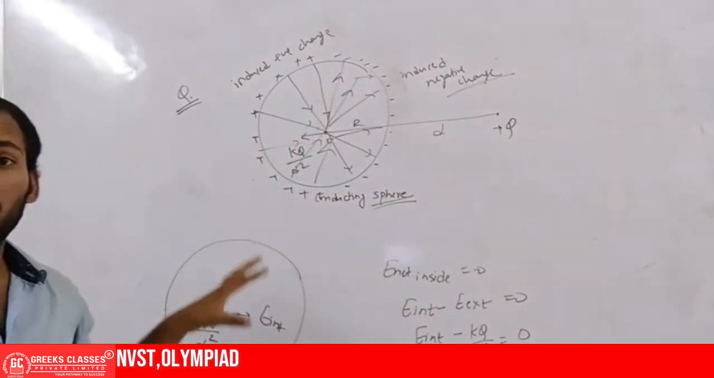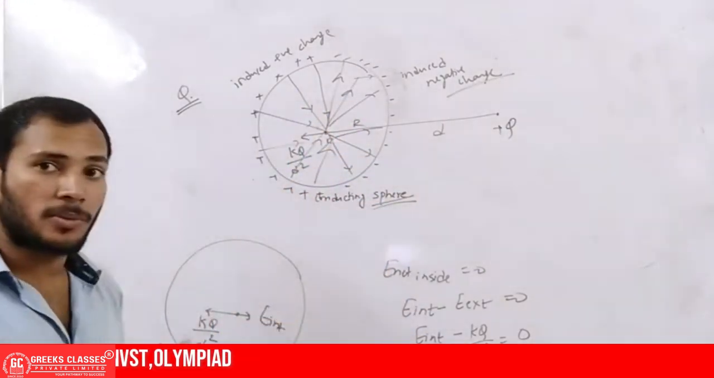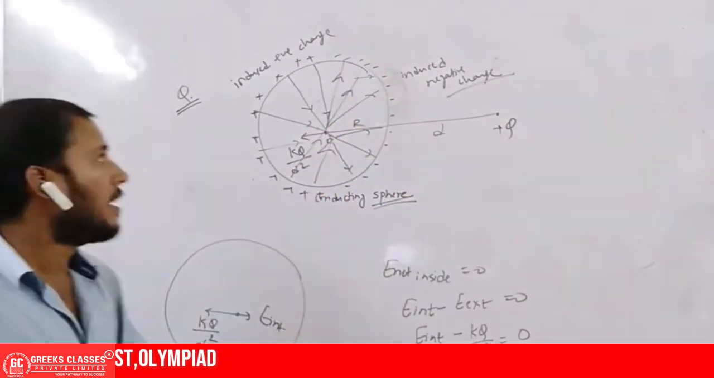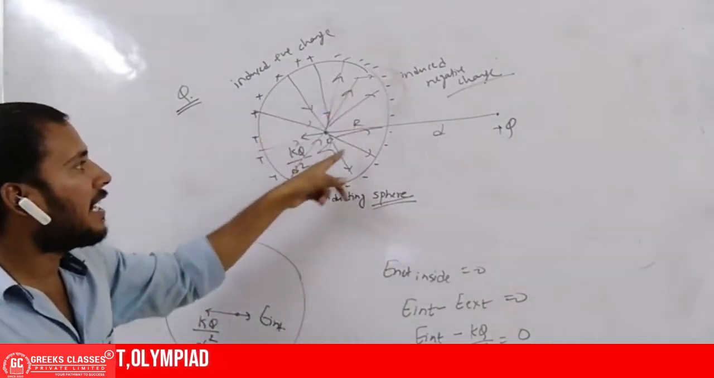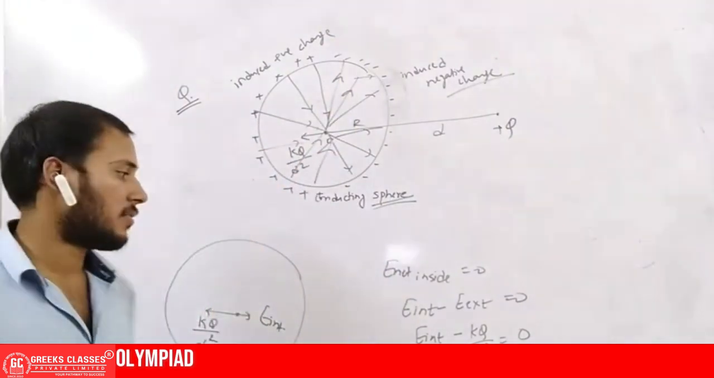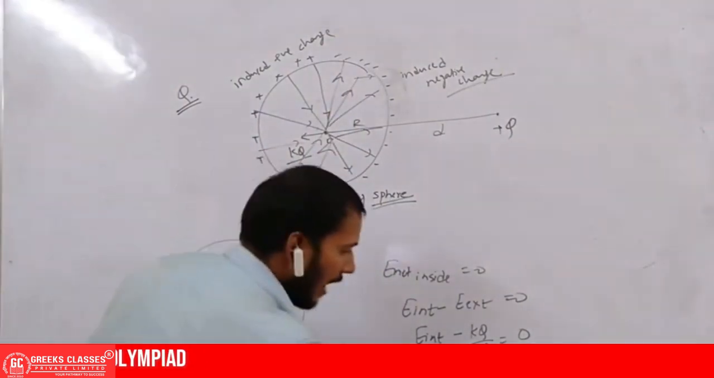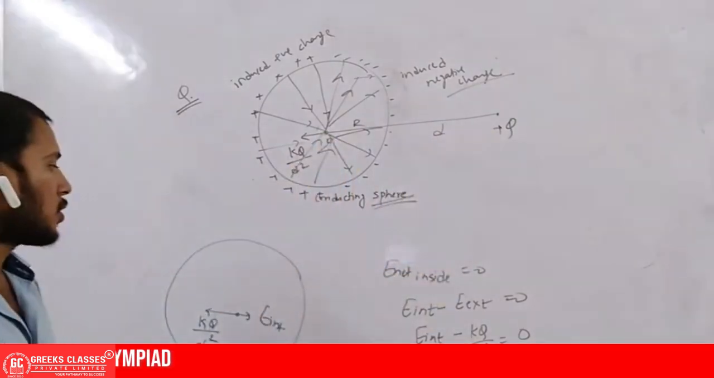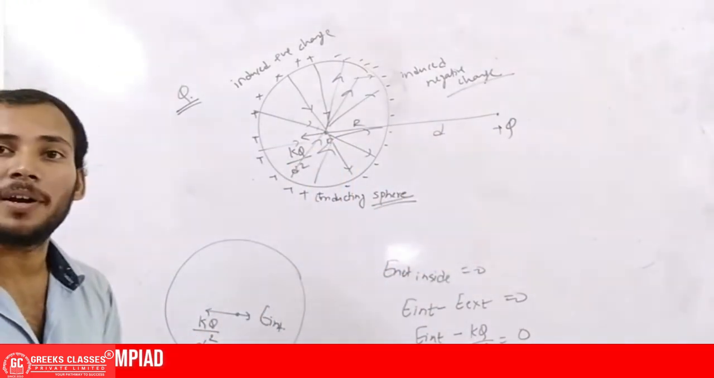So we don't know the distribution of charge. We don't know how to distribute, but we know the charges will be distributed in such a way that at each and every point of this conductor there will be zero electric field. And if anyone asks what is the electric field due to charge plus q at O, what will we say? Kq by d square.